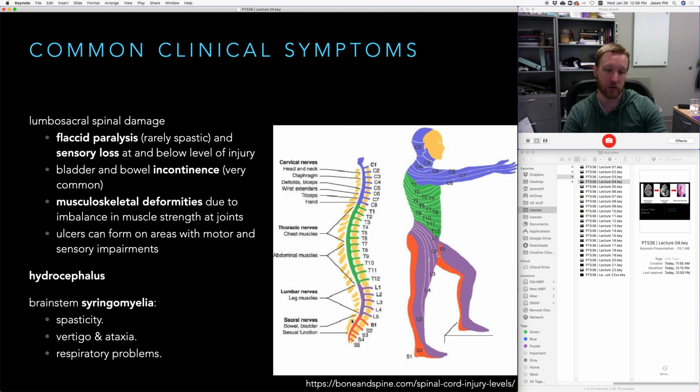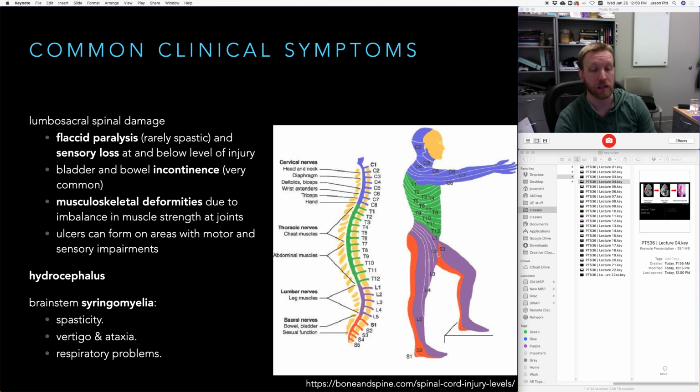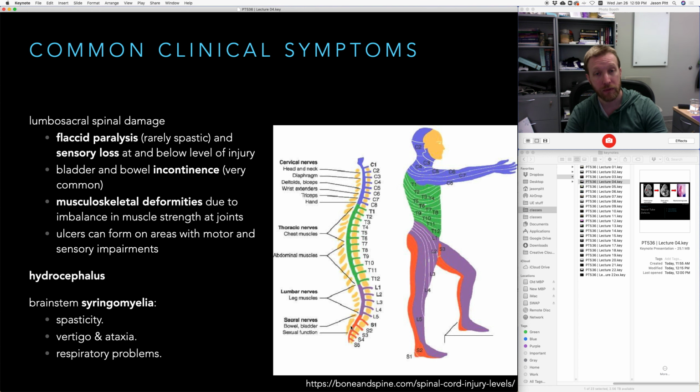Now, of course, down at the bottom of the spinal cord, S2, S3, S4, this is very important for bladder and bowel control because this contains the preganglionic parasympathetic neurons that stimulate release from the bladder and bowels. So you'll see incontinence fairly commonly because, again, we're down at the bottom of the spinal cord. So an injury here or above will affect it.